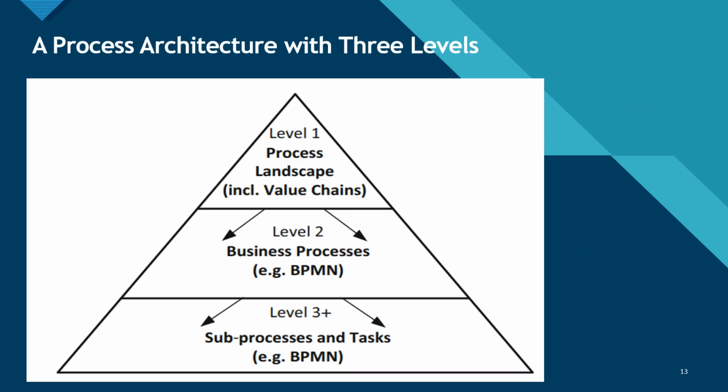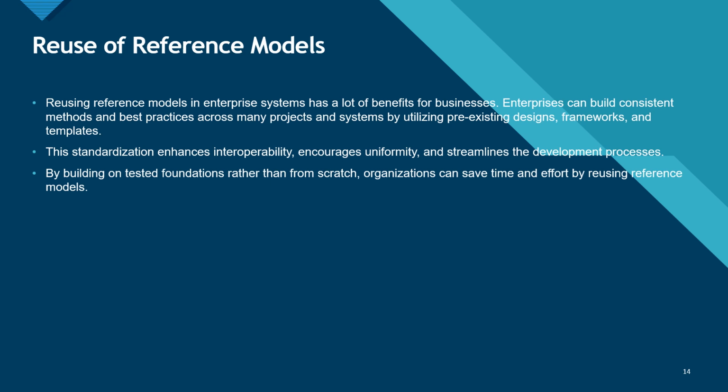So you can see the process architecture with three levels. What is the process architecture with three levels? Level one, the value chain model for the process landscape. Level two, the business processes. Level three, the sub-processes and tasks.